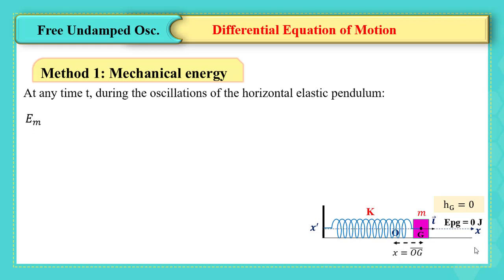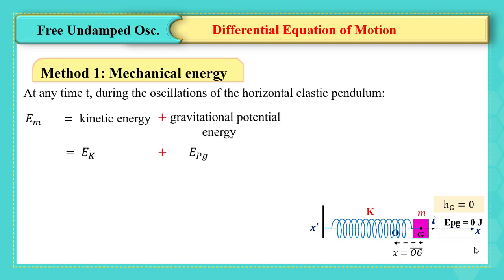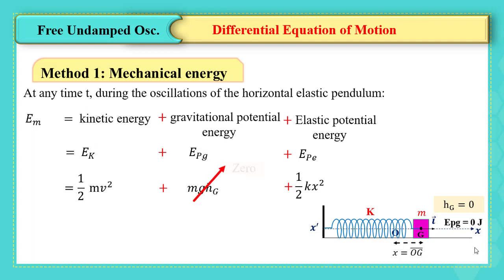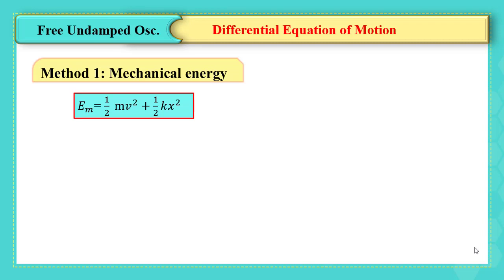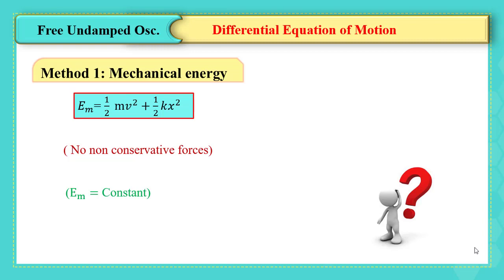Then the mechanical energy is the kinetic plus gravitational potential energy plus the elastic potential energy. But we have said that the gravitational potential energy is 0, then the mechanical energy is written as half m v squared plus half k x squared. As the oscillations are made without any non-conservative forces, the mechanical energy of the system is conserved. Do you have any idea how this may help us to find the differential equation?